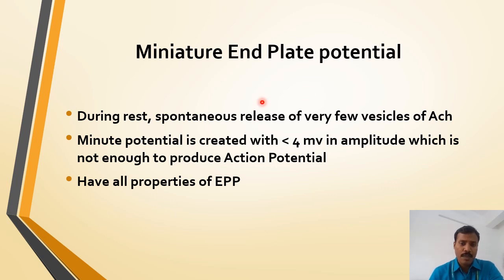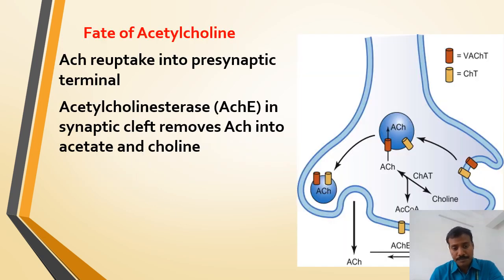So it cannot reach a firing level. That is why it is called a miniature end plate potential, but it is present during rest time, even without an action potential coming through the axon terminal. Spontaneously, a few acetylcholine vesicles get released. That is the reason for the miniature end plate potential.